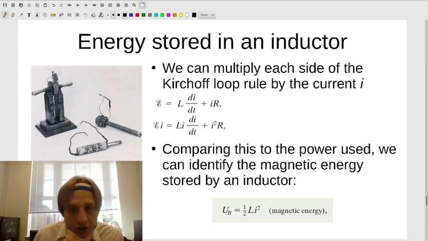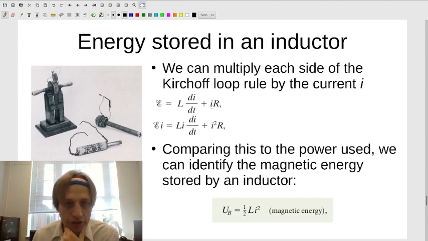And I think the easiest way to get to this is to start out with the Kirchhoff's law loop rule for a charging system. If you multiply each side by I, you can recognize that this is the amount of power that's being delivered by the battery. This is the amount of power that's being dissipated by the resistor. So this is battery. This is the resistor.